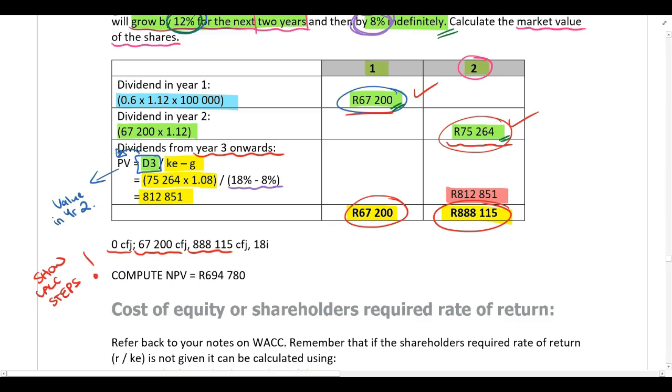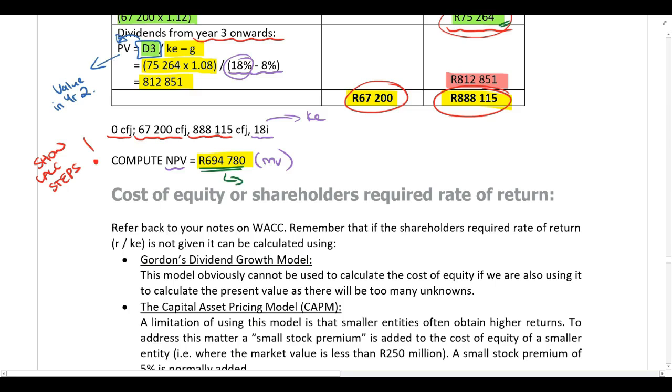What do we use as our discount rate in order to calculate the net present value or the market value? We are going to use the same cost of equity that we used in our previous calculations. So please note that's your cost of equity. And if you solve for the net present value, you have then calculated the market value of the shares. Now please note, this gives me the value of a non-controlling interest.